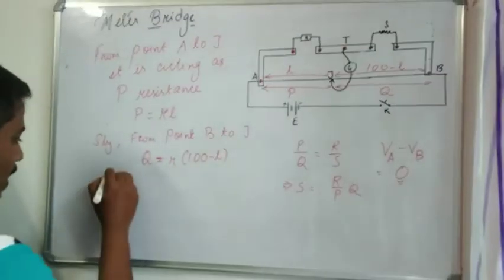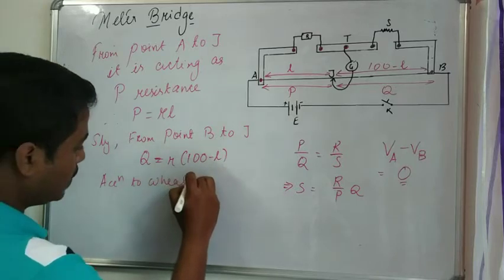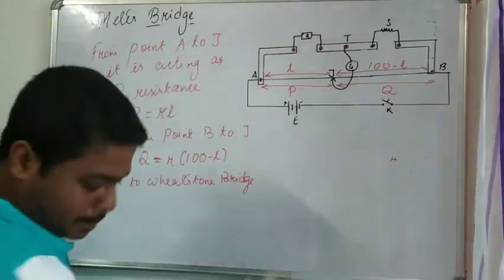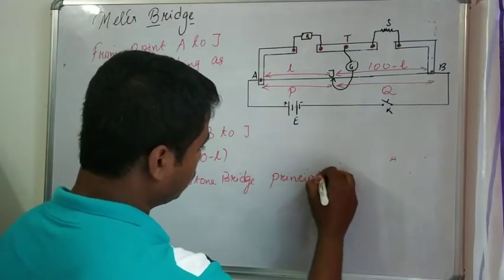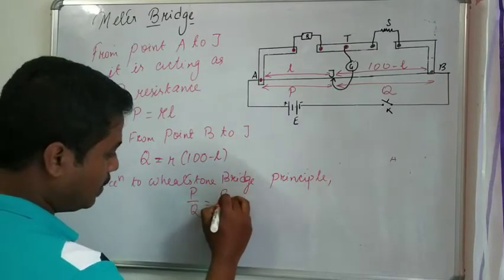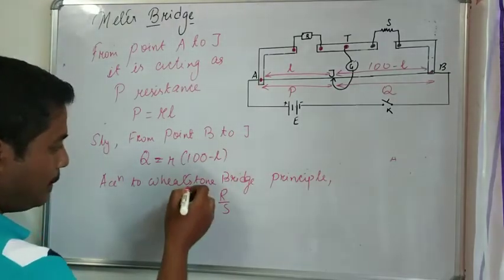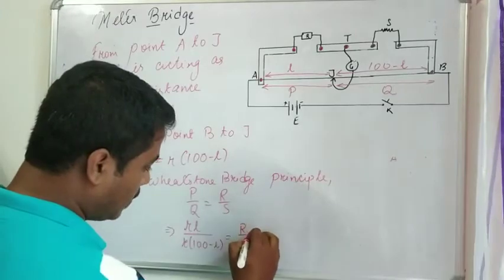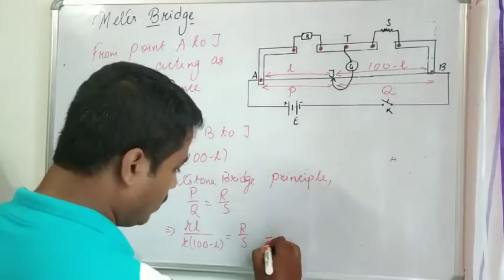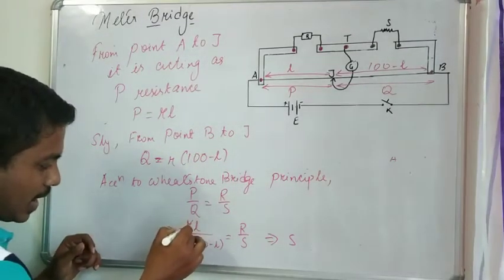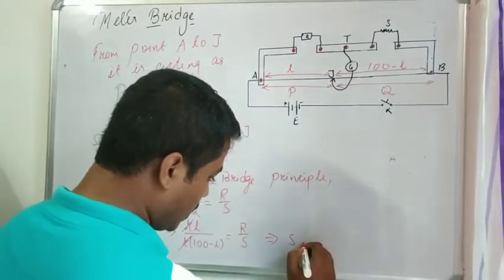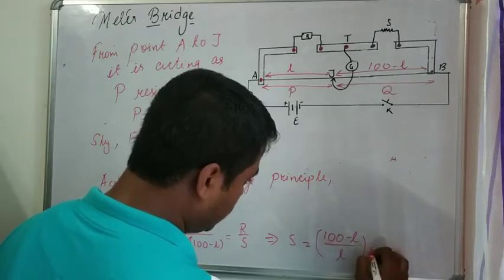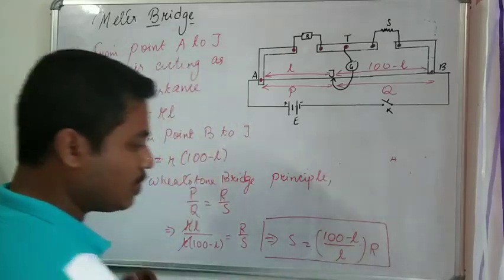Now according to the Wheatstone bridge principle, P by Q is equal to R by S. P is nothing but R into L, and Q is nothing but R into 100 minus L, so this will be equal to R by S. From here I can calculate the value of S. I can cancel this R and this R, so S will be equal to 100 minus L divided by L, into R. This is the formula for determining the unknown resistance using your meter bridge.